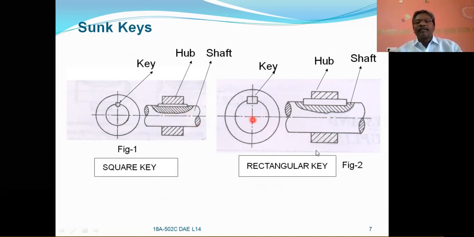And here you can see the rectangular sunk key. Its width is more than the thickness of the key. So thickness is equal to 2 by 3rd of the width of the key, or D by 6, whereas the width is equal to D by 4. Here also you can see that half of the key is in the shaft and half of the keyway is in the hub. So that's why these keys are the strongest keys and are also applicable for heavy power transmission. These are the square and rectangular sunk keys.